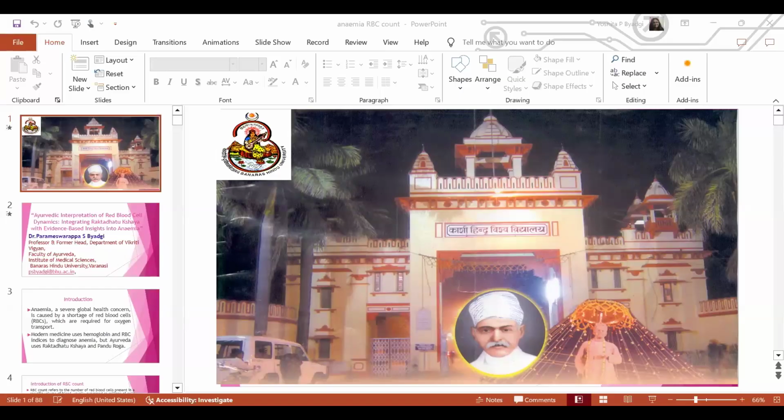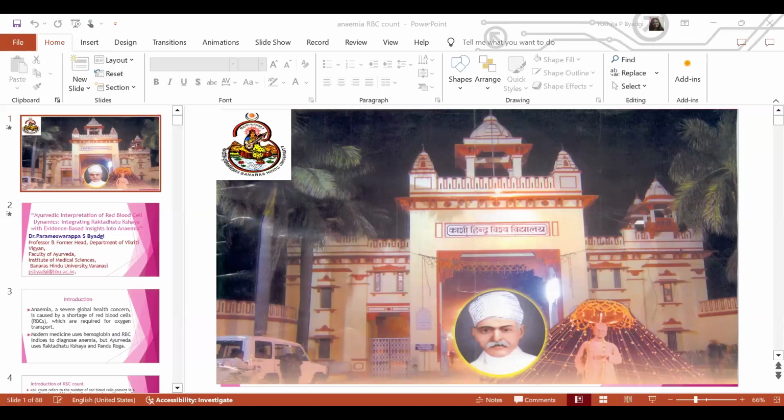Everybody knows the transport of oxygen from the lungs to the body tissues. It also carries carbon dioxide from the tissues back to the lungs. This is made by the heme and the globin, which is a kind of protein. The heme and globin combination forms hemoglobin, an iron-containing protein present inside the RBCs. The normal count, as everybody knows, in males is 4.7 to 6.1, and in females it is 4.2 to 5.4.